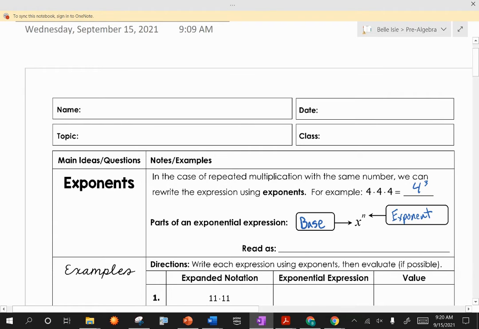So you would read this as x to the, now we're just using n to say any number, so it'll be to the nth power. Okay, x to the nth power. So if I replace the x with a 2 and I replace the n with a 3, how would you read this right here? 2 to the third power, right?